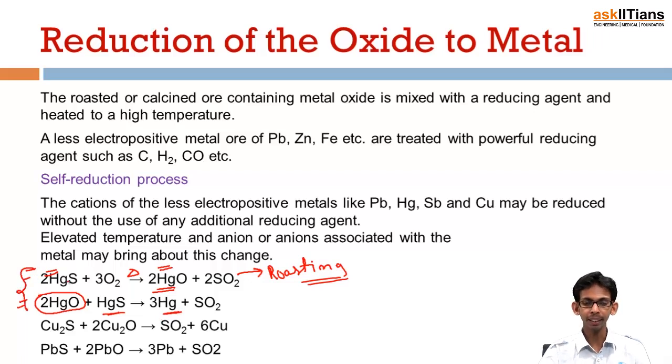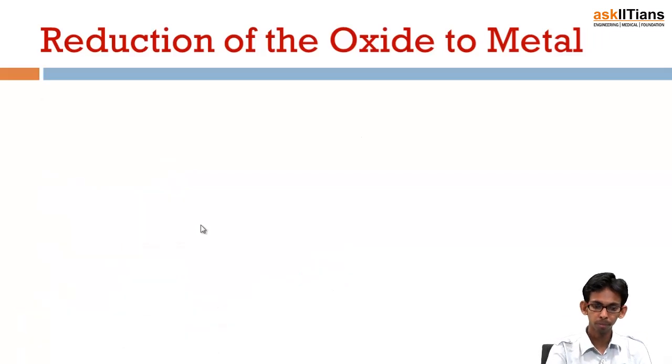We are simply heating the sulfide ore in the presence of oxygen, which results in the formation of oxide, and this oxide reacts again with another molecule of sulfide to form metal. Similar is the case with copper and lead also. So this method is known as the self-reduction method, in which we need not add any external reducing agent; simply heating the ore in air may also work.